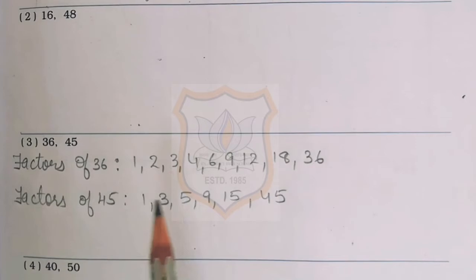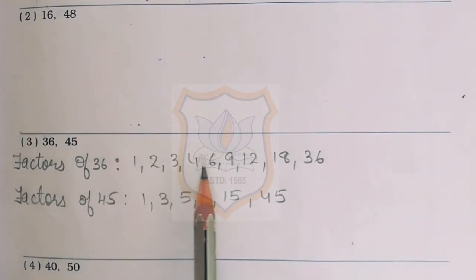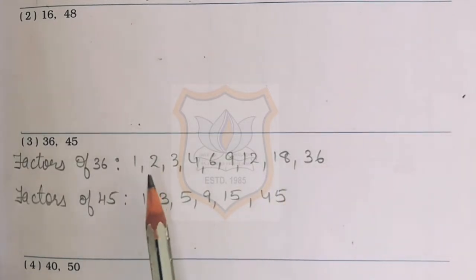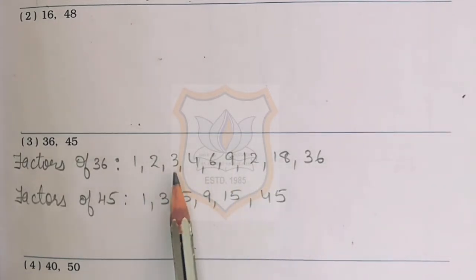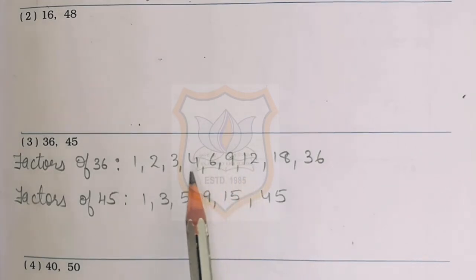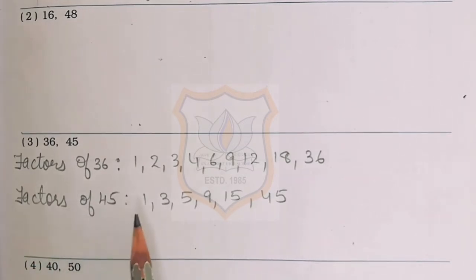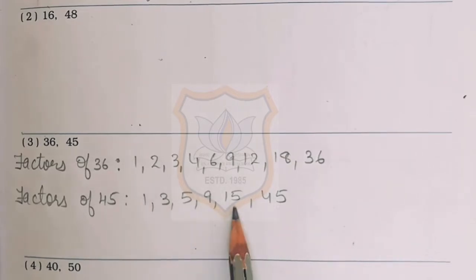Factors of 36 are 1, 2, 3, 4, 6, 9, 12, 18 and 36, as 1 times 36 is 36, 2 times 18 is 36, 3 times 12 is 36, 4 times 9 is 36 and 6 times 6 is also 36. And factors of 45 are 1, 3, 5, 9, 15 and 45. 1 times 45 is 45, 3 times 15 is 45 and 5 times 9 is also 45.